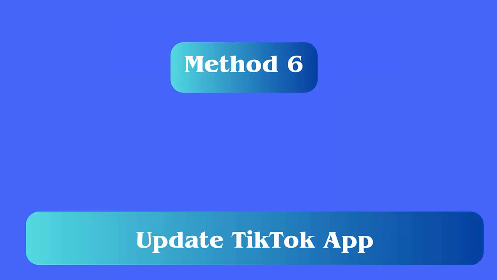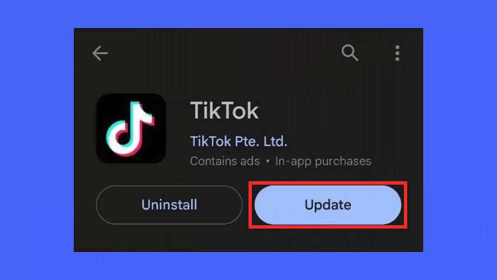Method 6. Update TikTok app. Follow the steps. First, open the Google Play Store app on your device. Now, look for the 3 horizontal lines icon. Select Manage Apps and Device. Find TikTok and see if there are available updates. Finally, click on the Update option.